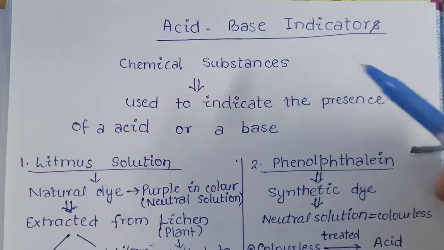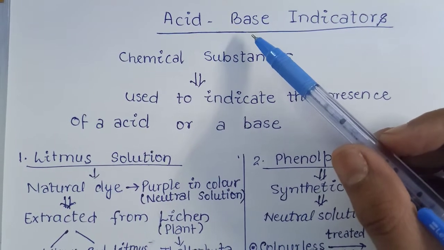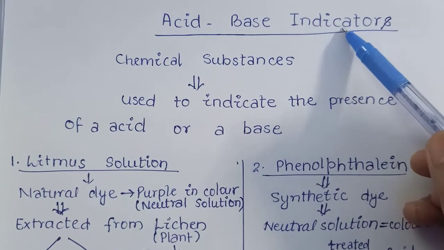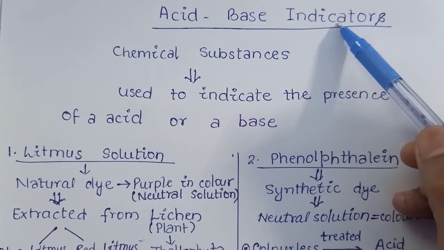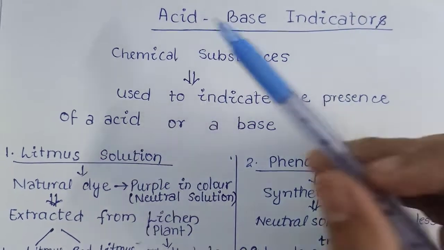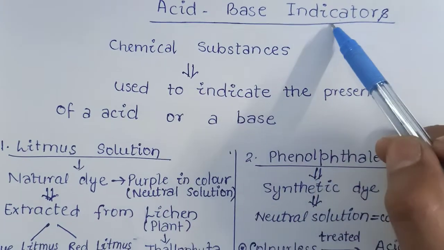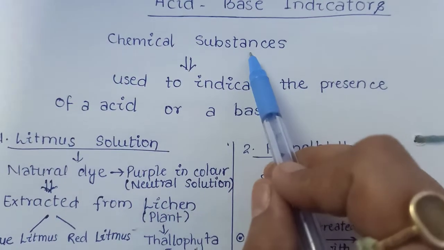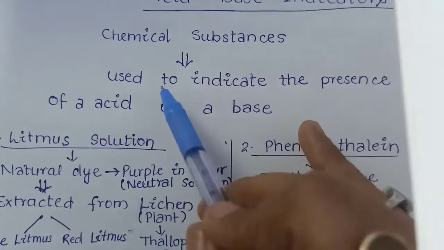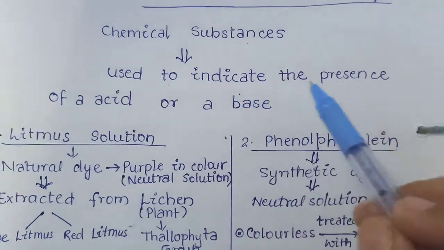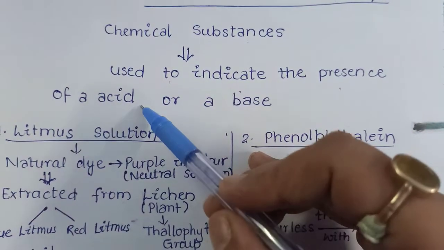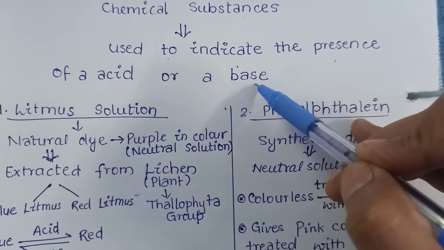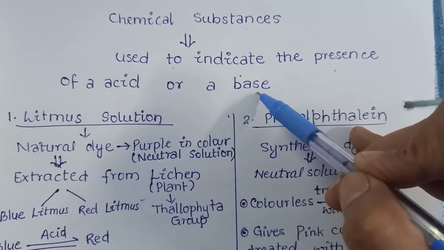Hello class, we are going to discuss a new topic, acid-base indicators. Those chemical substances which are used to indicate the presence of an acid or a base are known as acid-base indicators.